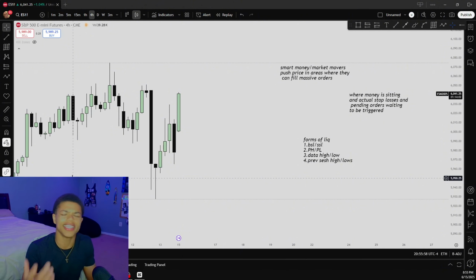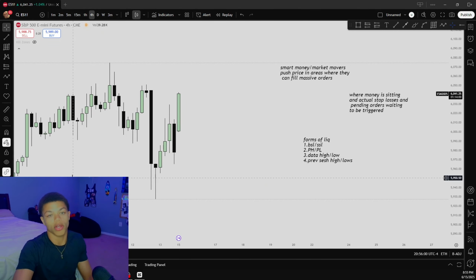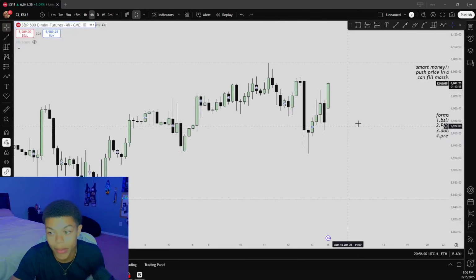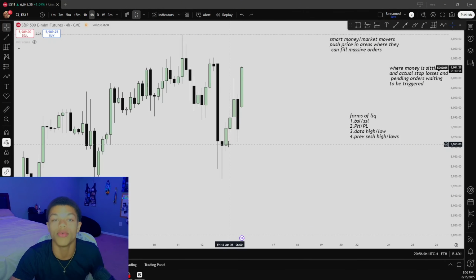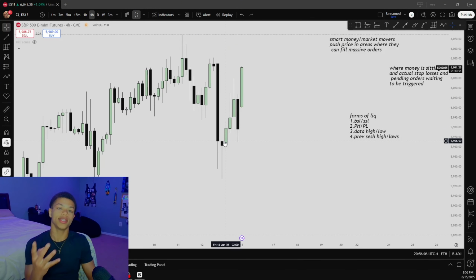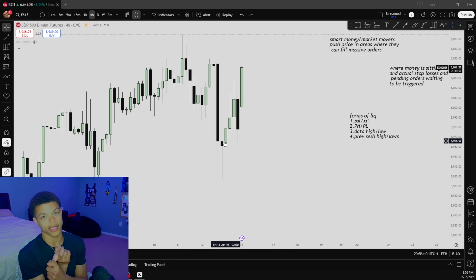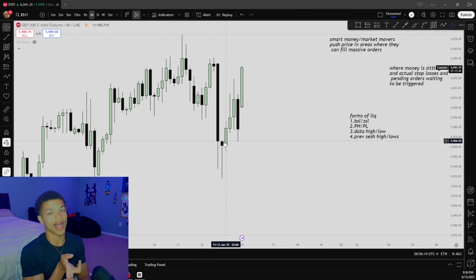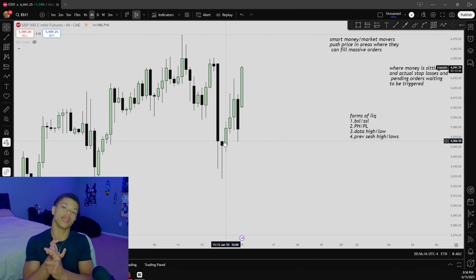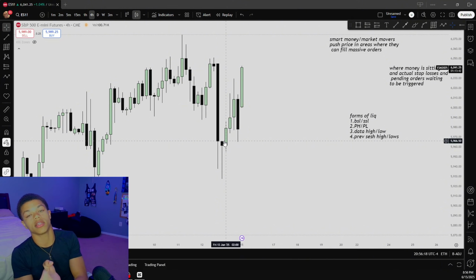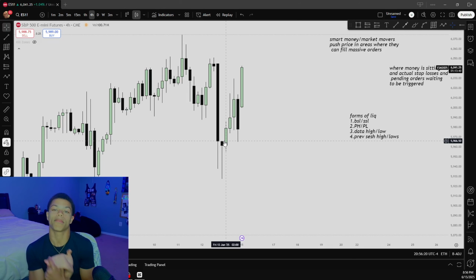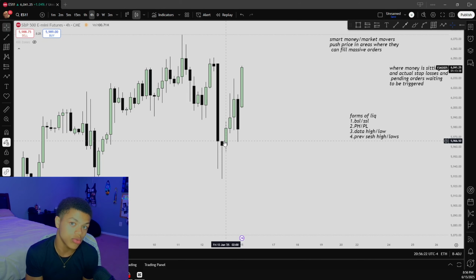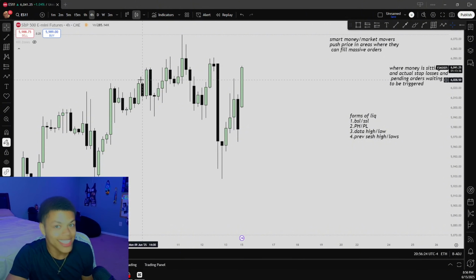How can we actually identify liquidity technically in the market? And that's what we're about to do right now. So we have 4 different forms of liquidity, at least 4 that I use. We have 1, buy side and sell side liquidity. 2, previous or prominent highs or lows. 3, daily highs, daily lows. And 4, previous session highs and lows. So let's get into it, okay?